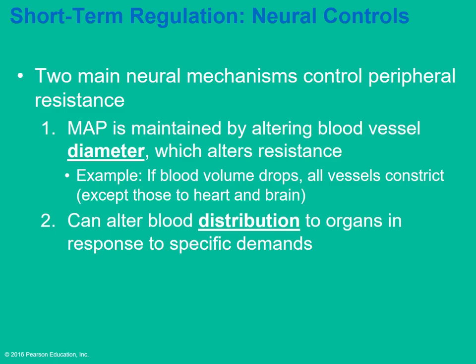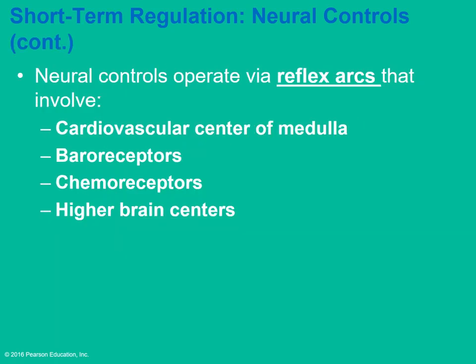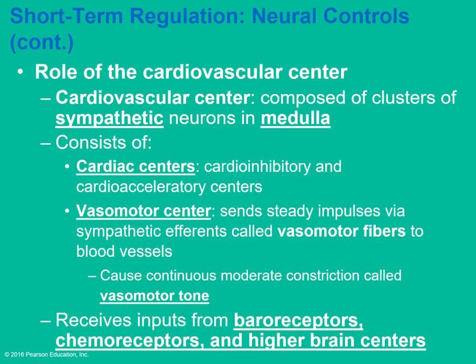As I said earlier, you can also constrict or relax blood vessels, the diameter, changing that alters the amount of blood flow to a specific organ, depending on what the demands are at that particular time. So usually the neural controls are operated by reflex arcs. It's going to involve, in the medulla, there's the cardiovascular center. It's going to involve baroreceptors. They're detecting changes in pressure, chemoreceptors, and then some of your higher centers as well.